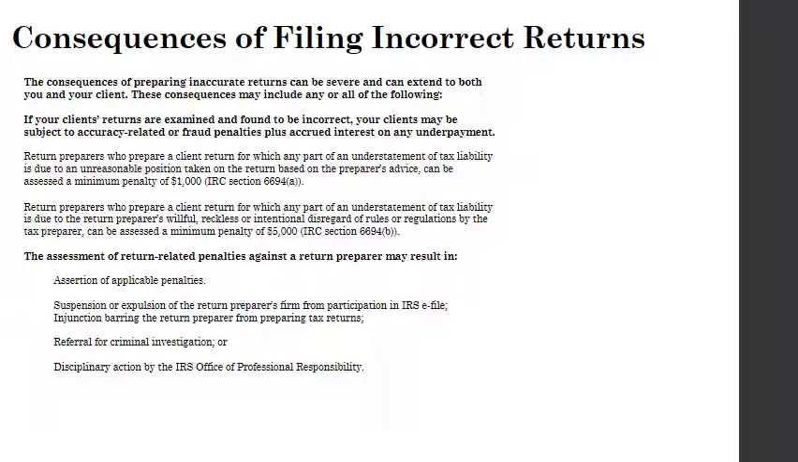Return preparers who prepare a client return for which any part of an understatement of tax liability is due to an unreasonable position taken on the return based on the preparer's advice can be assessed a minimum penalty of $1,000, IRC Section 6694A. Return preparers who prepare a client return for which any part of an understatement of tax liability is due to a return preparer's willful, reckless, or intentional disregard of rules or regulations by the tax preparer can be assessed a minimum penalty of $5,000, IRC Section 6694B.